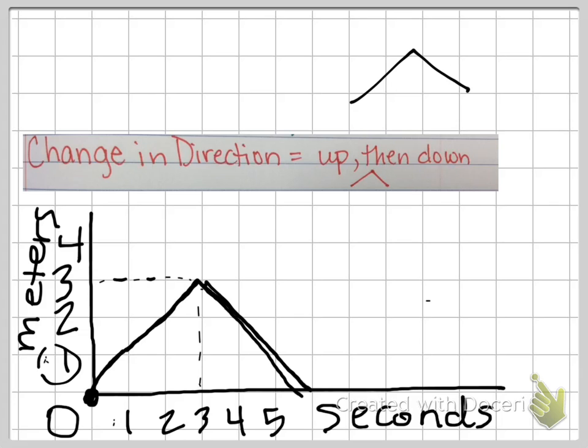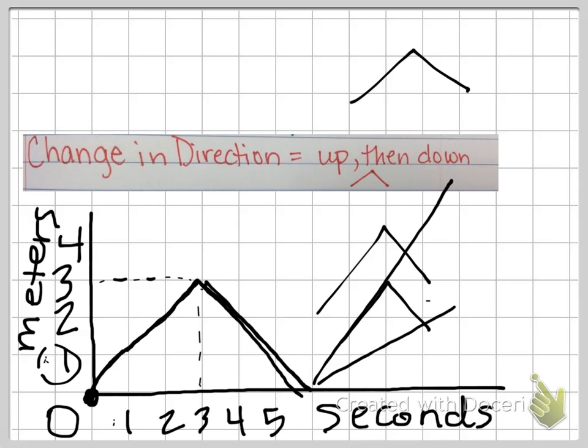So if you see the line go up and then go down, it means there's been a change in direction. They were going this way, then they came back this way. They might start going back that way again, and they might be going slower or faster. We'll talk about that in a minute too.